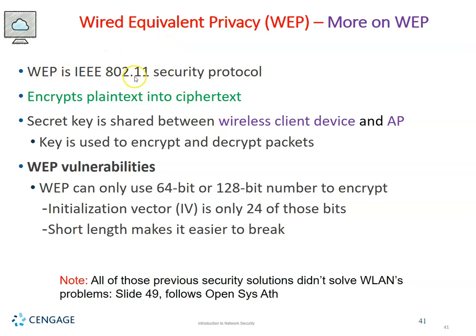So WEP is an 802.11 security protocol. It encrypts plain text into ciphertext. The secret key is shared between the wireless client device and the access point, and the key is used to encrypt and decrypt packets. What were the vulnerabilities with WEP? It can only use a 64-bit or 128-bit number to encrypt. The initialization vector is only 24 bits, and the short length makes it easier to break. So this is a summary of what we saw in the previous slide as to the vulnerabilities of Wired Equivalent Privacy.